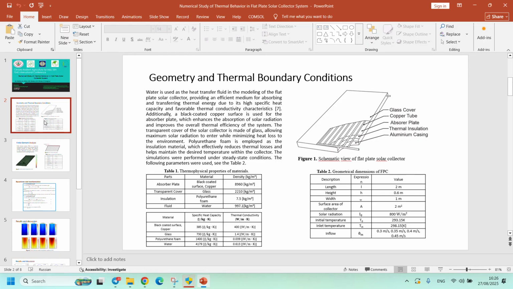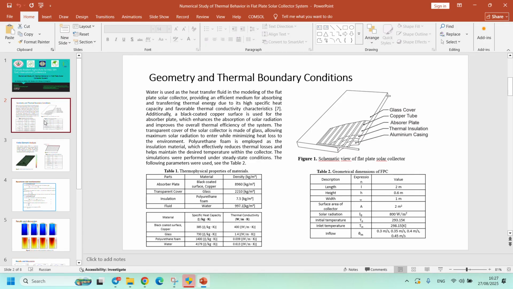The transparent cover of the solar collector is made of glass, allowing maximum solar radiation to enter while minimizing the heat loss to the environment. Polyurethane foam is employed as the insulation material, which effectively reduces the thermal losses and helps maintain the desired temperature within the collector. The simulations were performed under steady-state conditions.